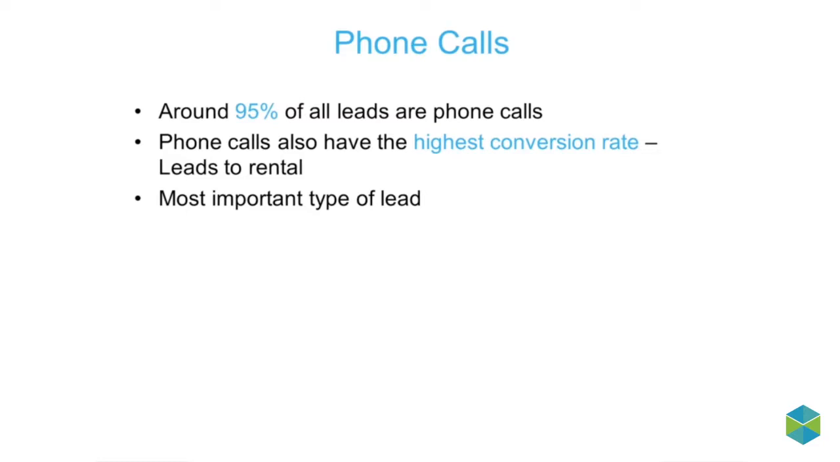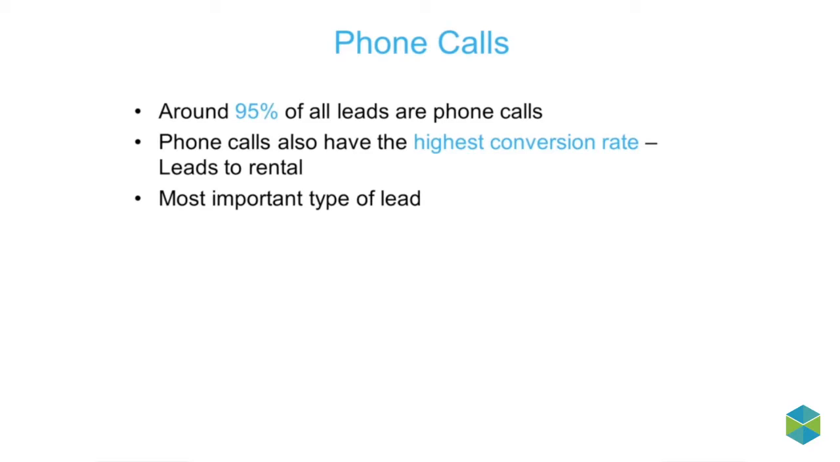And then the most important type of lead, just in general, in my opinion, is, once again, if most leads are phone calls and they have the highest conversion rate, this is really what you should be focusing on if you're trying to measure performance of an online marketing campaign. Once again, all those other lead types, online reservations, they're all great. But if you're really trying to track performance of an online campaign, or any marketing for that matter, in this industry, the phone call is really the king of the lead types.